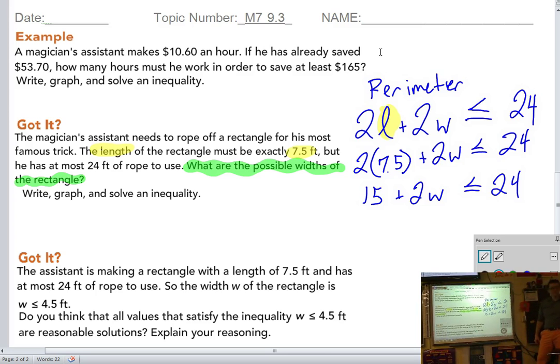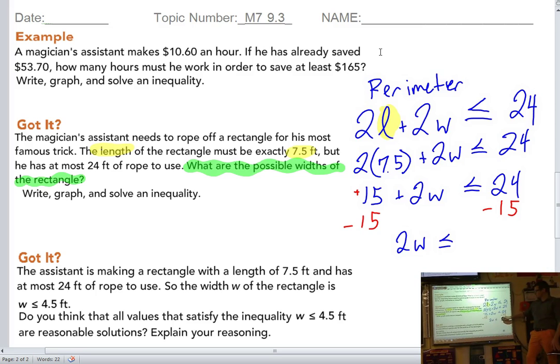Justin, what would I do first here? Reagan? You would subtract 15 on both sides. Be careful. The 15 is the positive value. That's what we subtract. That then gives us 2w is less than or equal to 9? Wait, why can't you subtract 2w? Is that 8.5? Oh, wait, I did an extra. So erase and fix it, because I don't want you looking at that on your homework.